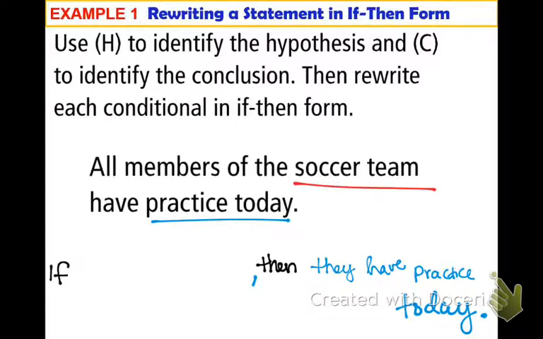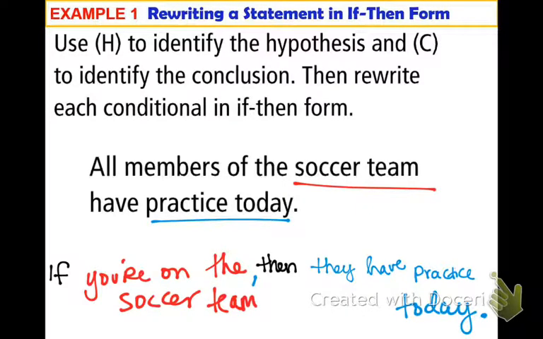If you're on the soccer team. So if you say "if you are," then that means "then you have." I'm just fixing the sentence. So if you're on the soccer team, then you have practice today. You could have said if they are on the soccer team, then they have practice today.